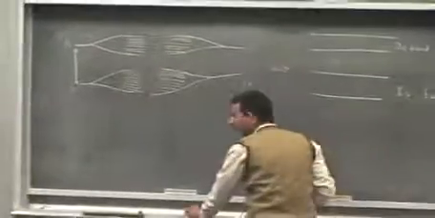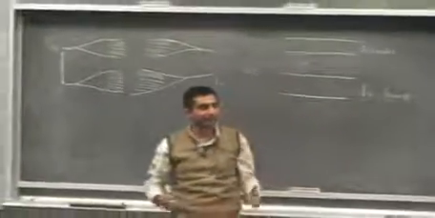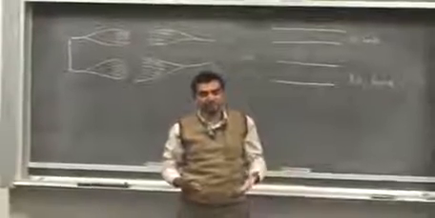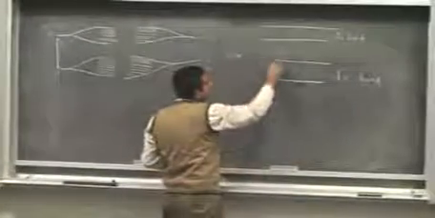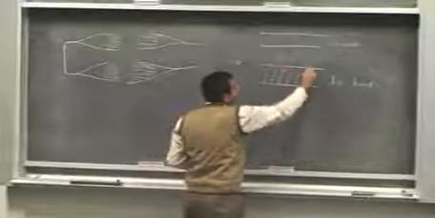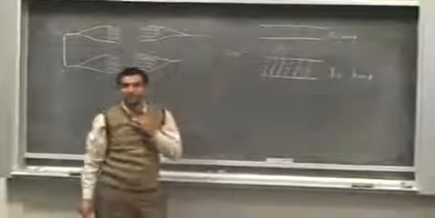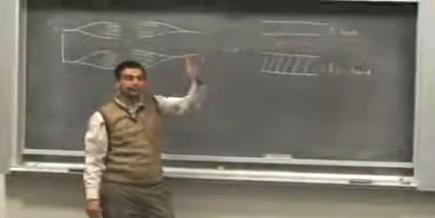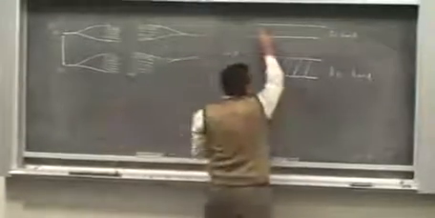Now is the 1s band completely filled? Yes, because the 1s orbitals were completely filled. So this band is completely filled. But is the 2s band completely filled? No, it's only filled up to half the bandwidth. So it is filled only up to here.